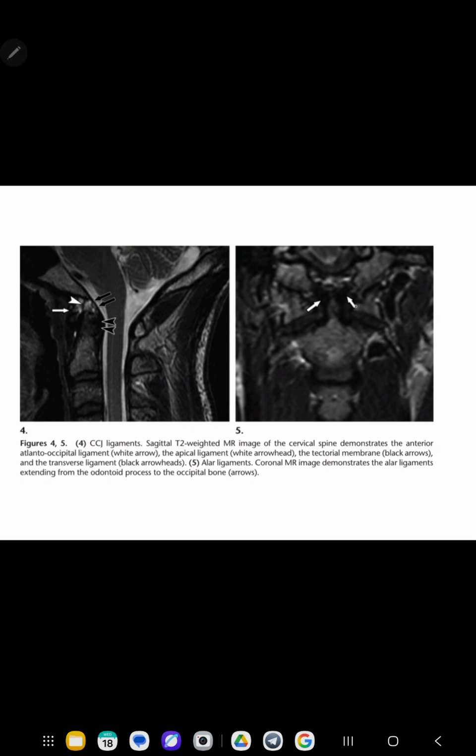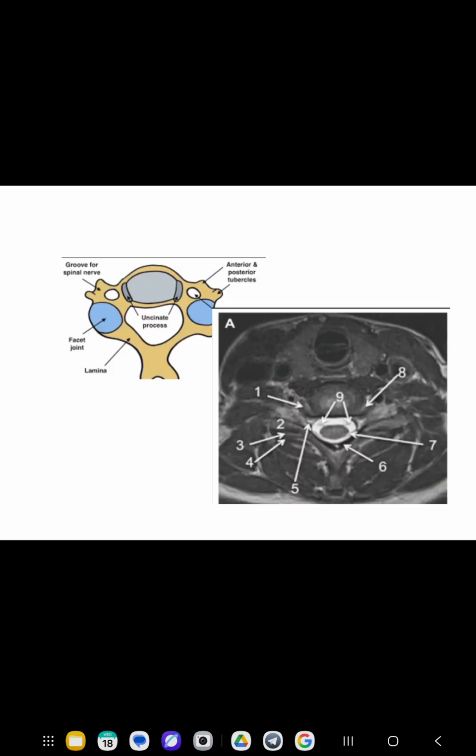When you are looking at this image, here is the odontoid process. From the odontoid process extending laterally towards the occiput, that is the LR ligament. So these ligaments become visible if there is contrast in the background. If there is some fluid or blood in trauma, it gets more visibility.